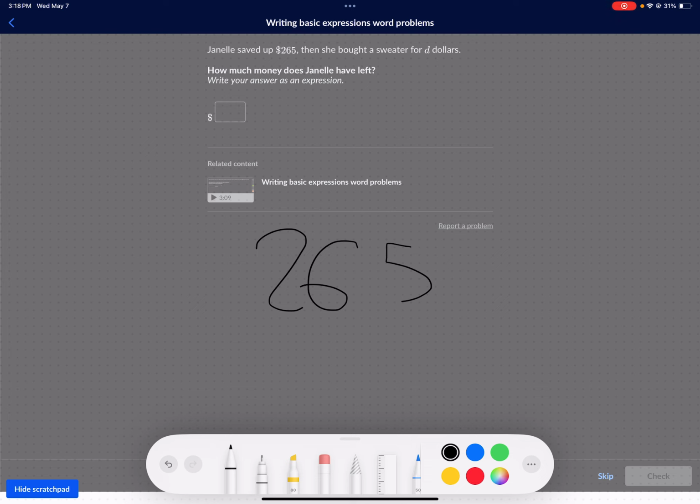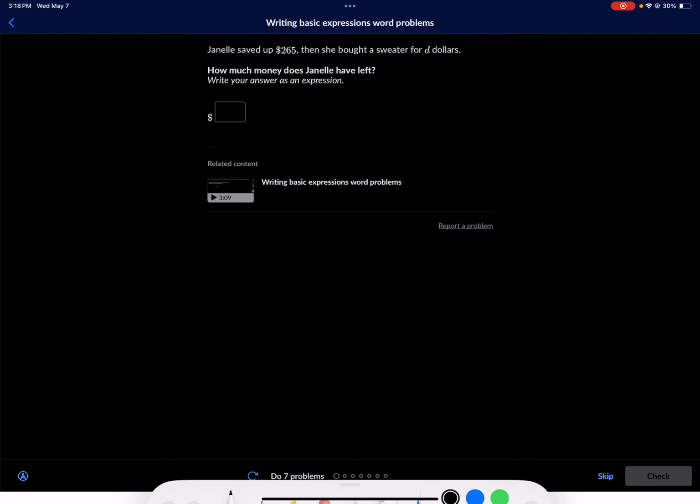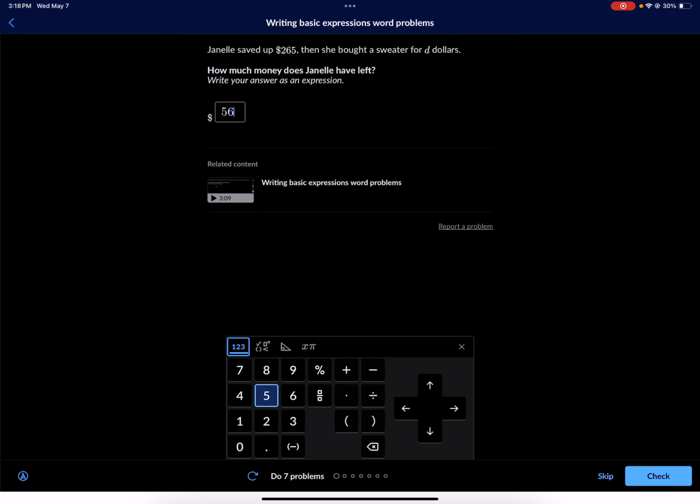So if we're buying something, are we gaining or are we losing money? We're losing money, right? When you buy something, you lose money. That one's more common sense. Now, how much money does she have left? Well, we don't have a value for D, so we just put it as is, and it's a word problem. So it's 265 minus D.